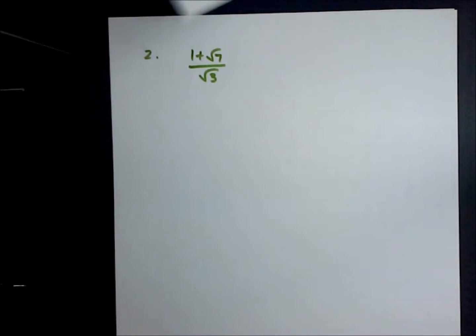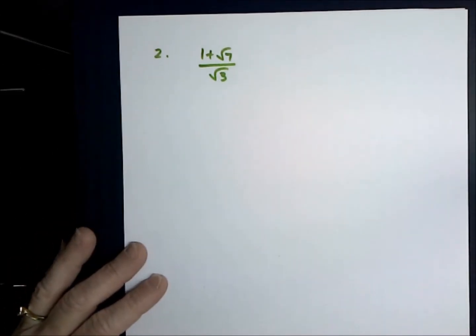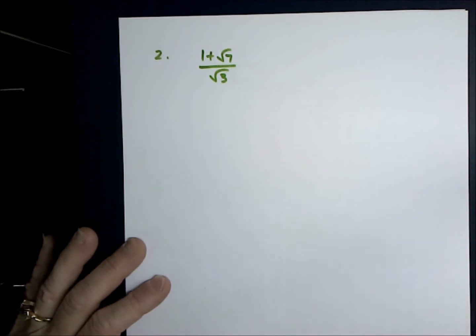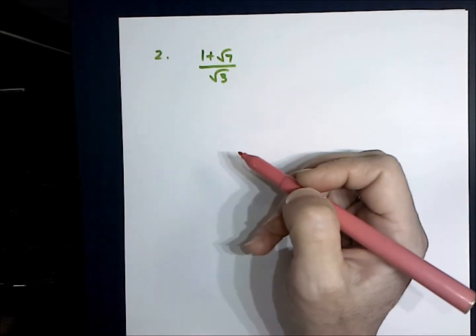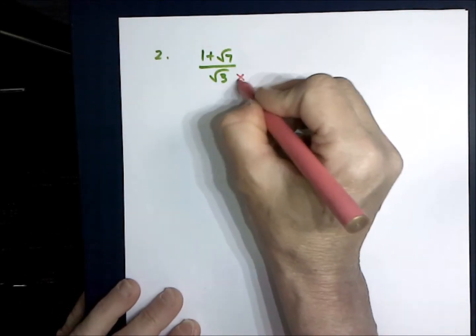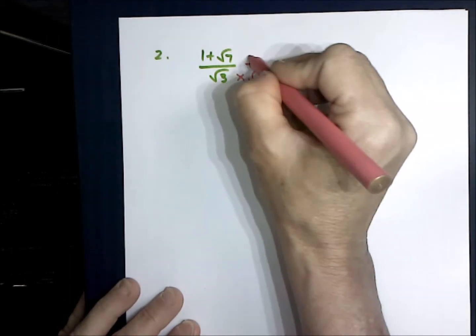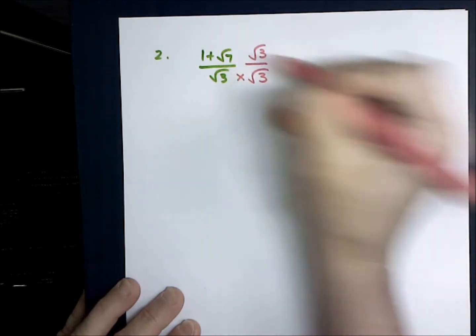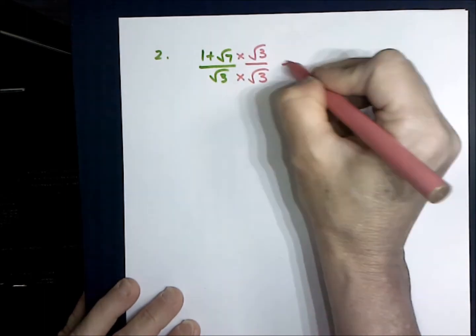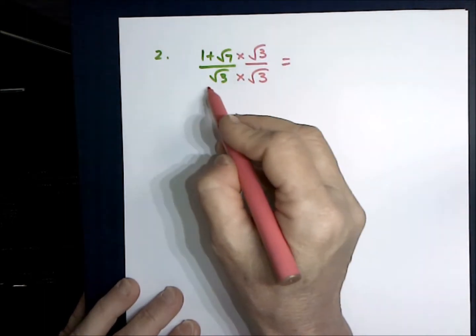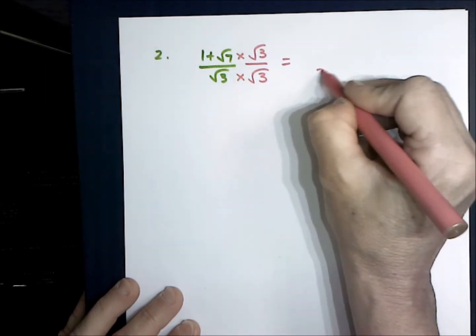Let's have a look at the next one. Same pattern. So this time we have 1 plus the square root of 7 all over the square root of 3. So we look at the bottom number and say, well, what do we have to times there? We have to times it by itself, top and bottom, to make the fraction still equal. So let's have a look. We'll do the bottom first because that's where we're going. Square root of 3 times square root of 3 is 3.